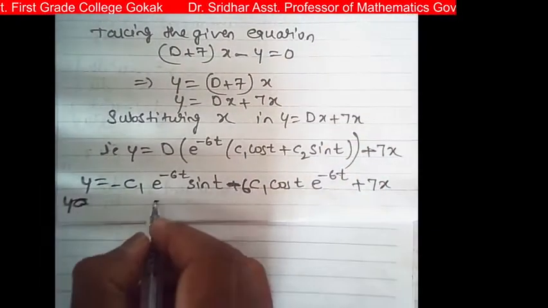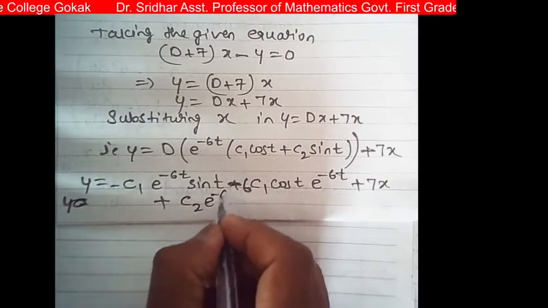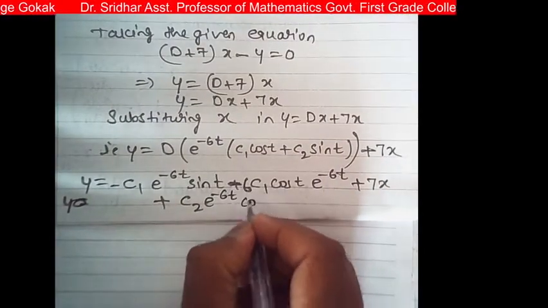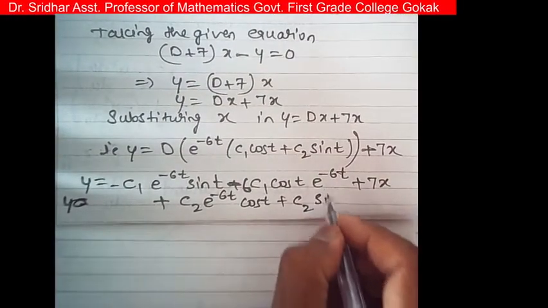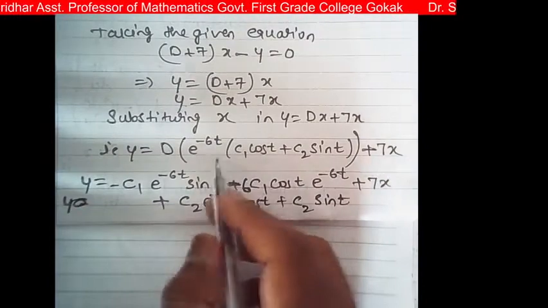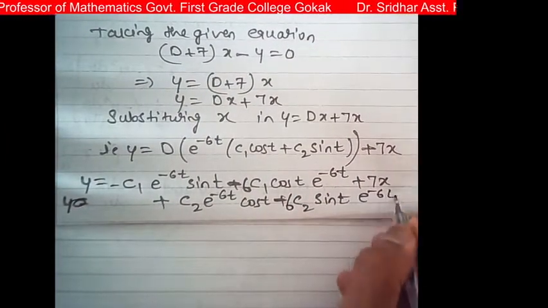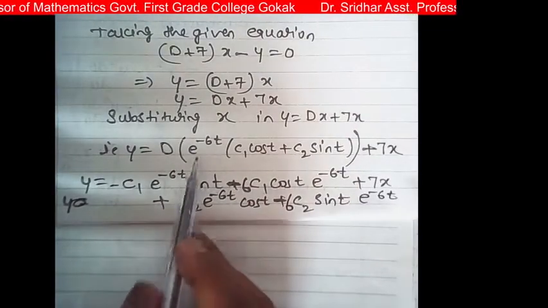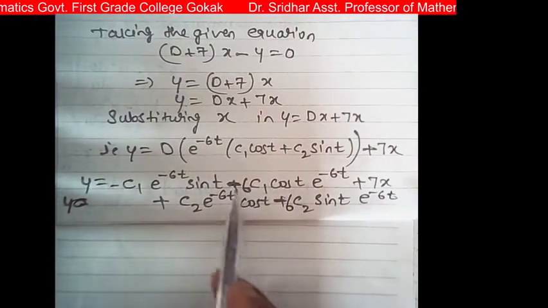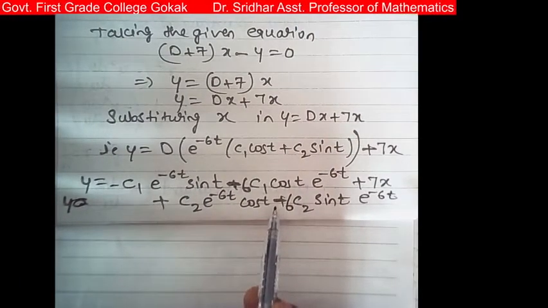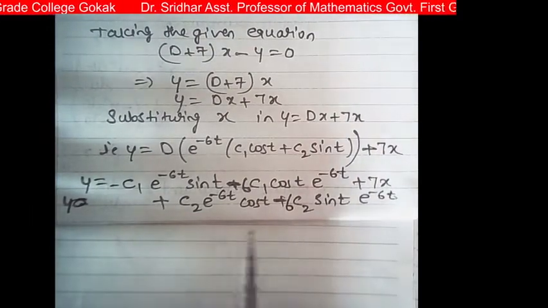So that is plus c2 constant, then e raised to minus 6t constant, differentiation of sin t is cos t, then c2 as it is, again keep sin t as it is, then differentiation of minus 6t is minus 6, here it is minus 6 into e raised to minus 6t. Here these two signs are minus because e raised to minus 6t is there, so on differentiating this you will get a minus sign. So this is minus 6 c2 sin t e raised to minus 6t. So this is the y value.